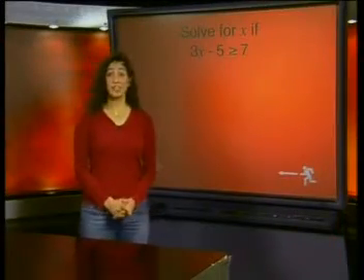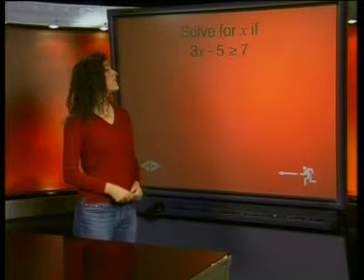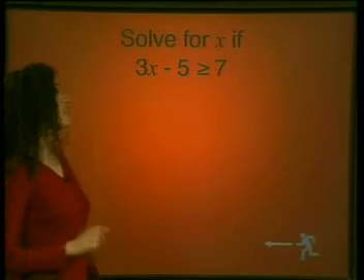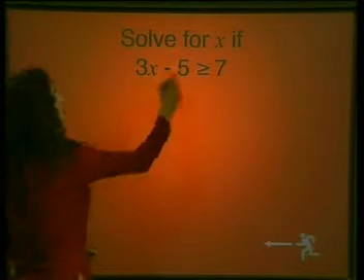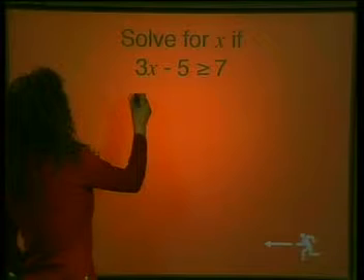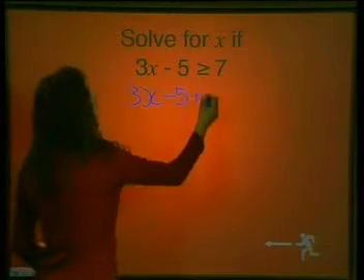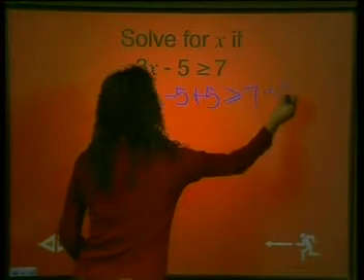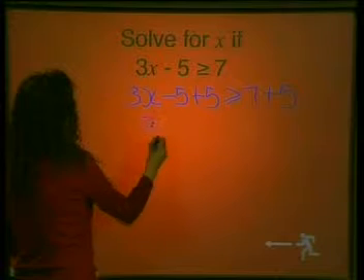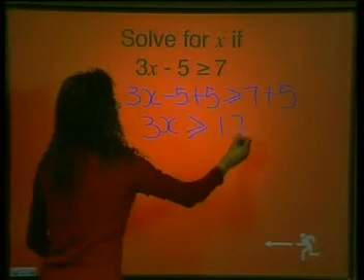Well, see if you can solve the next example. Solve for x if 3x minus 5 is greater than or equal to 7. So the first thing we need to do is get rid of this minus 5. So we say 3x minus 5. Now we add 5 onto both sides. So we get 7 plus 5. Now we simplify and we get 3x is greater than or equal to 12.